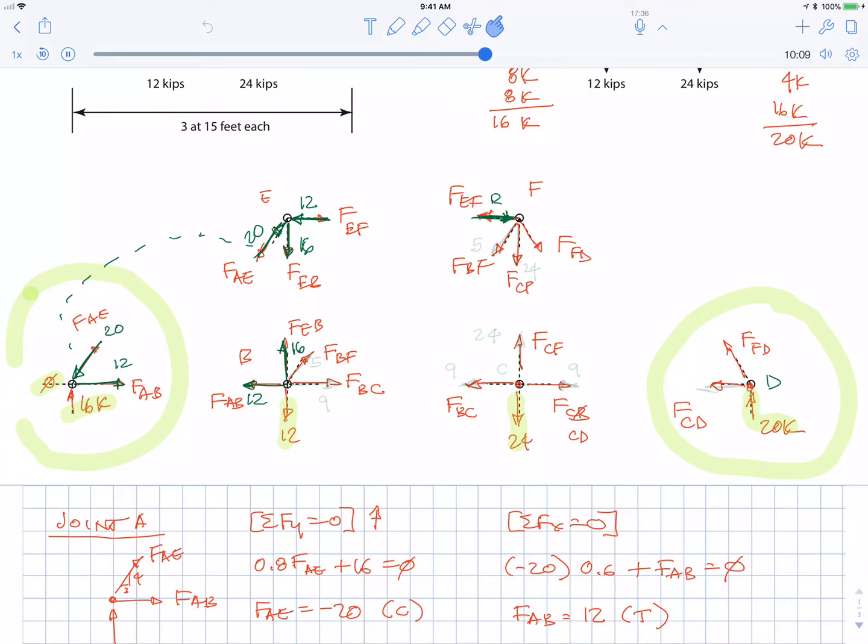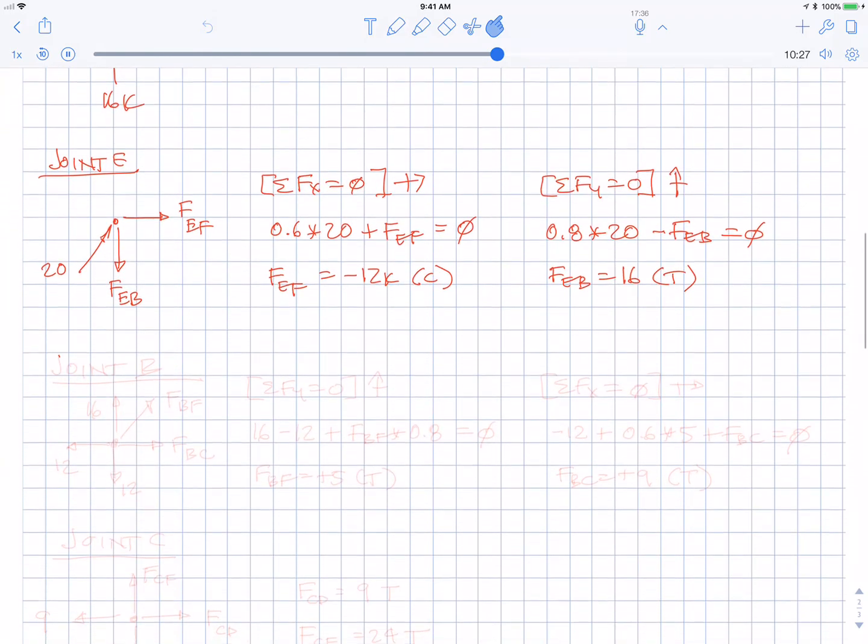Okay, let's look around for which joints now have only 2 unknowns. Joint F still has 3 unknowns. We could do joint D, but look, joint B now has only 2 unknowns because we've gotten rid of 2 of them. Let's do joint B next. Okay, next is joint B.